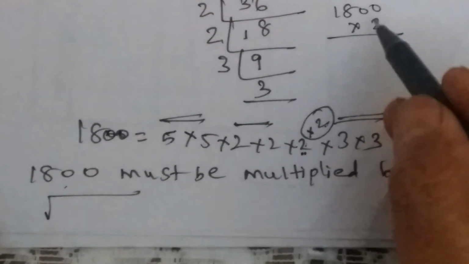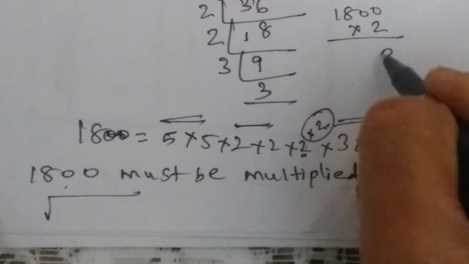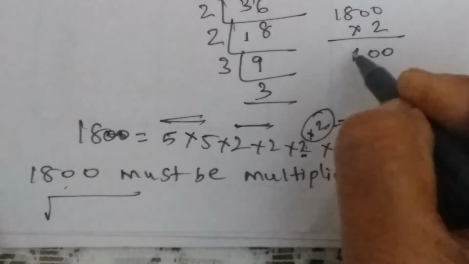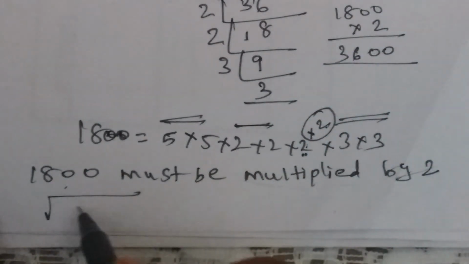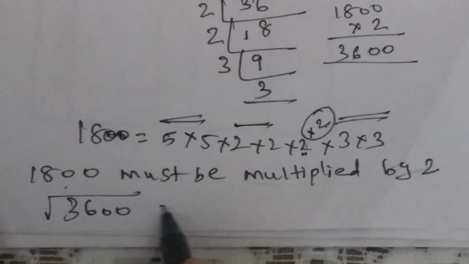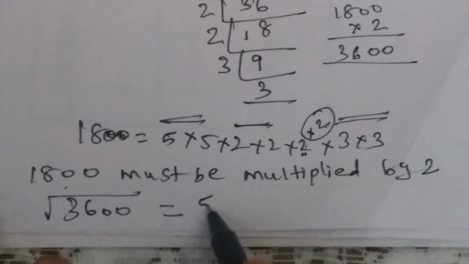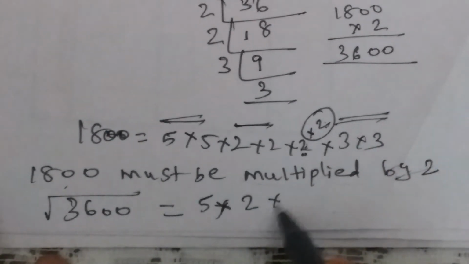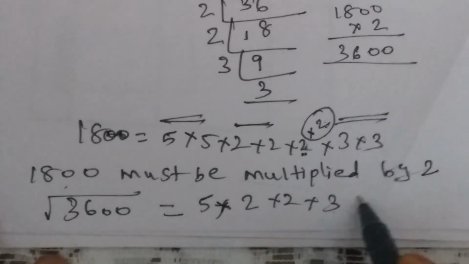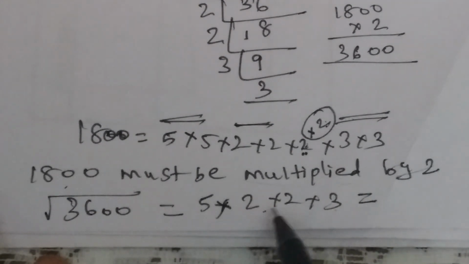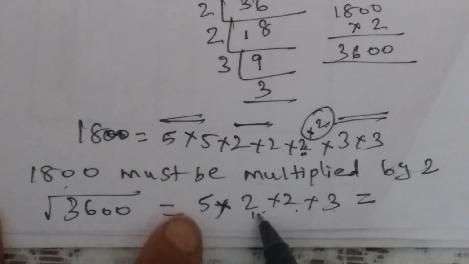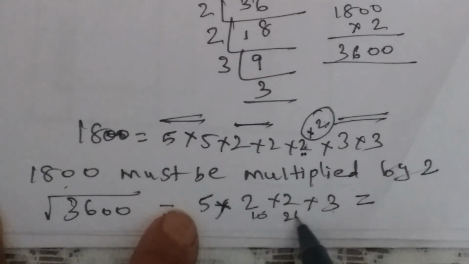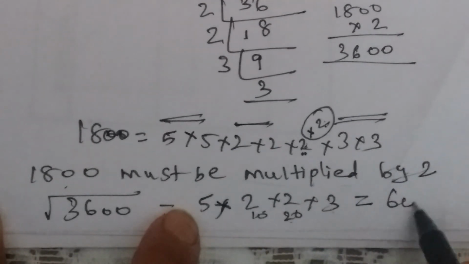So when you multiply 1800 by 2, you get 200, 2 8s are 16, carry 1, 3600 we are getting. So 3600 is equal to, for two 5s one 5, for two 2s one 2, and for these two 2s one 2, and for these two 3s one 3. So multiply, 5 2s are 10, 10 2s are 20, 5 2s are 10, 10 2s are 20, 2 3s are 60.